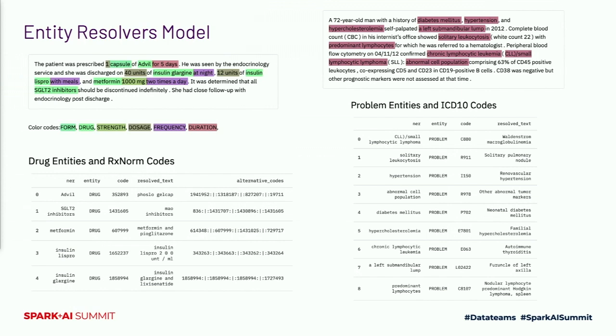On the left-hand side, you see the SNOMED codes. On the right, you see ICD-10 codes for each problem. So if you want to assign codes only for problem entities, you can just define that. Or you can say that you want to ignore the treatment entities and focus more on drug ones, because SNOMEDs are more related to drug entities. You can specify that as well. It's very flexible.